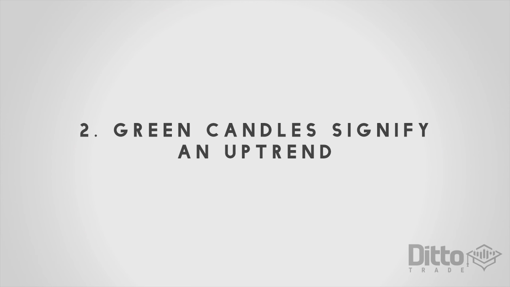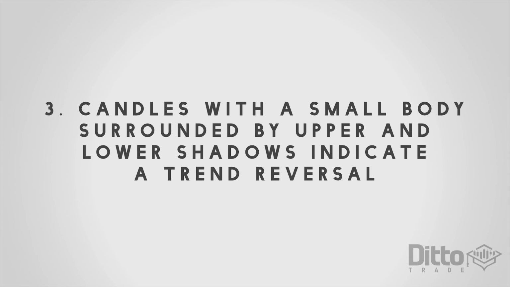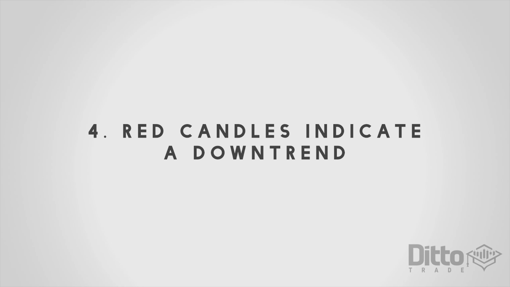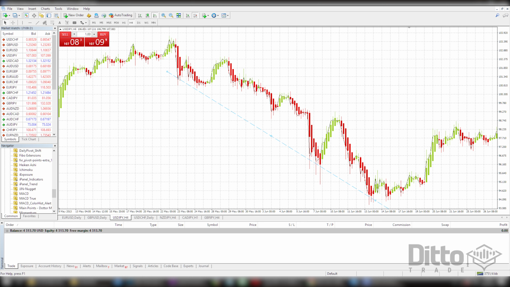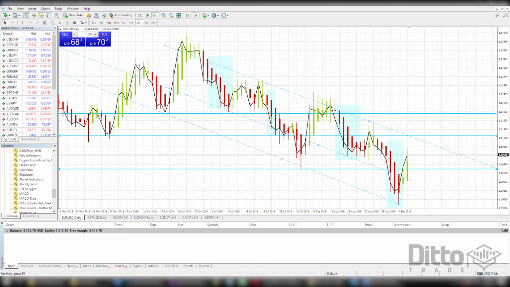2. Green candles signify an uptrend. You might want to add to your longer term positions and exit short positions if you have any open. 3. Candles with a small body surrounded by upper and lower shadows indicate a potential trend reversal. As always, it's good to wait for confirmation before making your decision to engage. 4. Red candles indicate a downtrend. You might want to add to your short positions and exit long positions. 5. Red candles with no higher shadows identify a strong downtrend. Stay short until there is an indicated change in the trend.